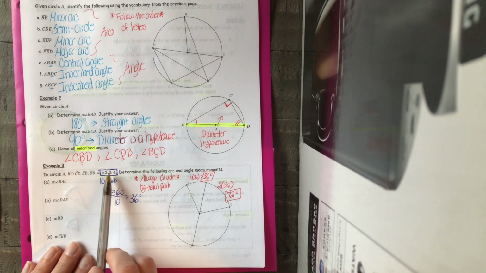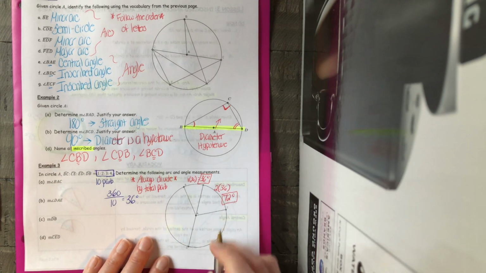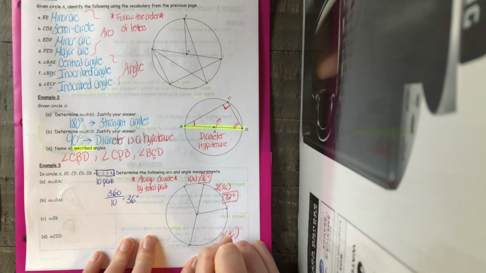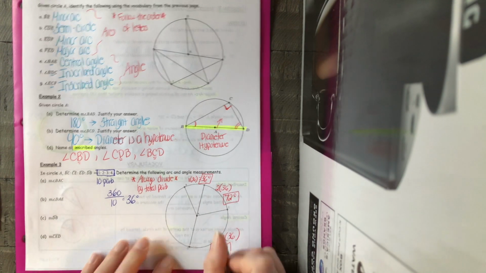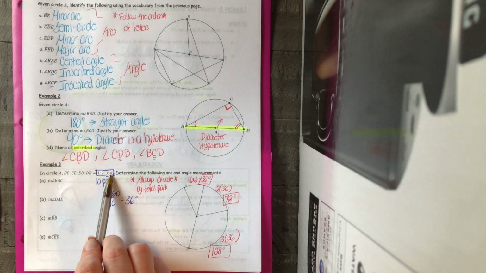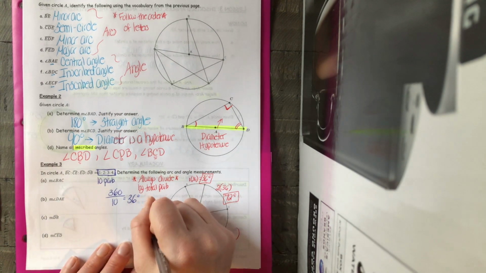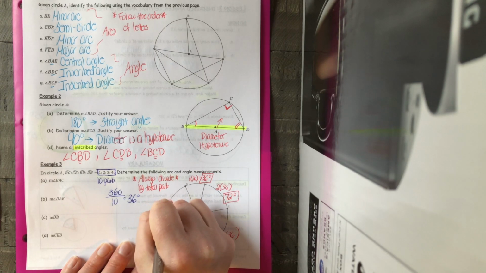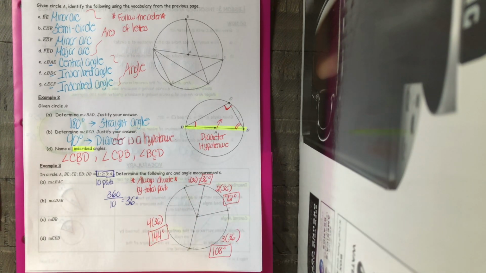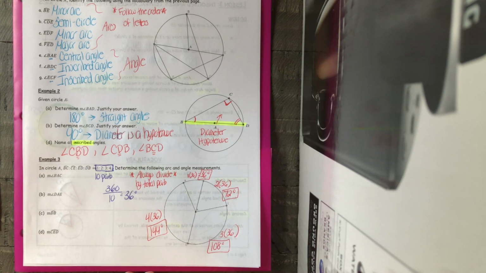So ED was 3 parts. Well, what's 3 times 36? It's going to be 108 degrees. And then last but not least, my biggest part made up of 4 chunks here. So I know that 4 times 36 is 144 degrees. Okay. And now that I have filled out what each arc represents, I'm going to go ahead and answer those questions. So it's asking me what's the measure of angle BAC.